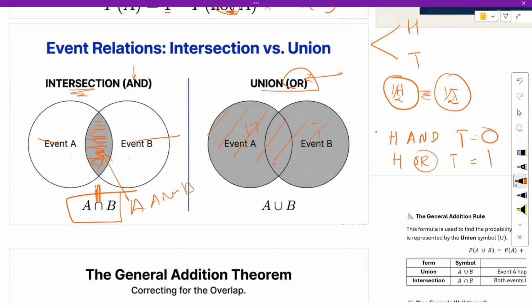When we apply OR, our winning chance increases. When we apply AND, the winning chance reduces. For OR, we have to add this area and this area. That is called A union B. Then you should apply OR.